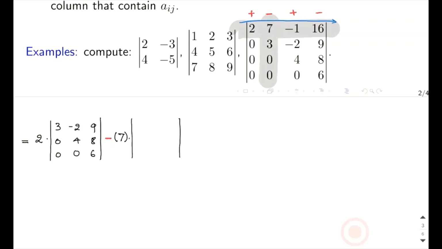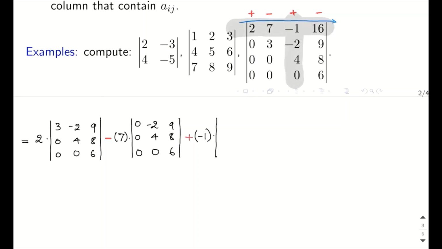What we end up having is 0, 0, 0, 2, 4, 0, 9, 8, and 6. So we copy them down here. Negative 1, the sign in front of negative 1 is plus. So we have plus. The entry is negative 1. And then here comes the 3 by 3 matrix by deleting the row and the column that contains the entry.